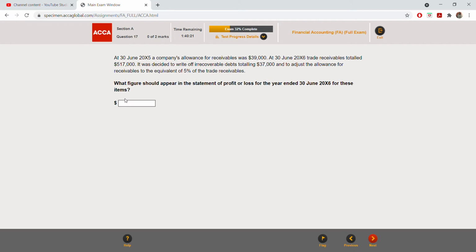So we know the irrecoverable debt written off. What is it? 37,000, right? Then, which is a debit balance. Then, what is a credit balance? Decrease in allowance for receivable. Okay, you have to find out. To find what is in the profit or loss account, you have to know how much it increased or decreased. That increase or decrease only will go. So a working has to be done for that. What is the working? Start with your trade receivable.